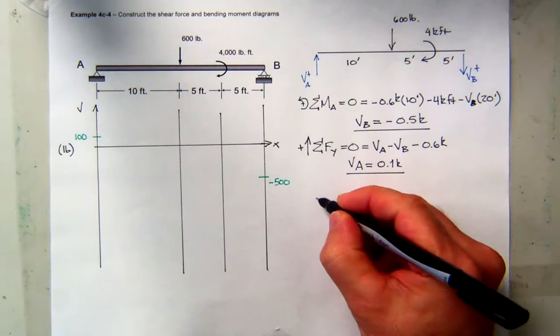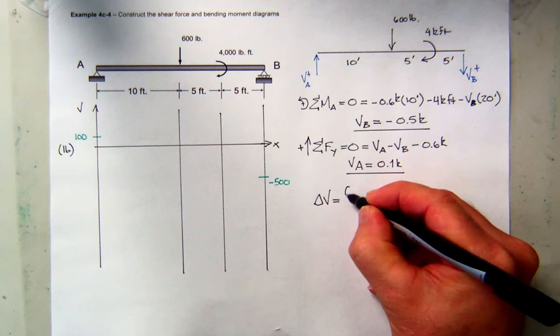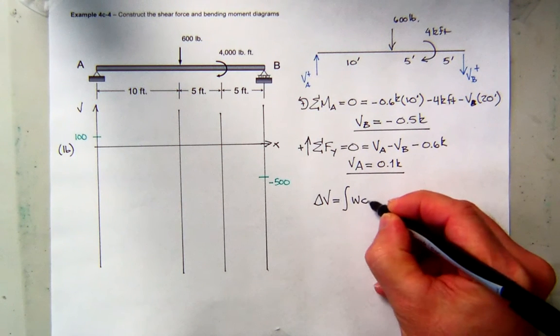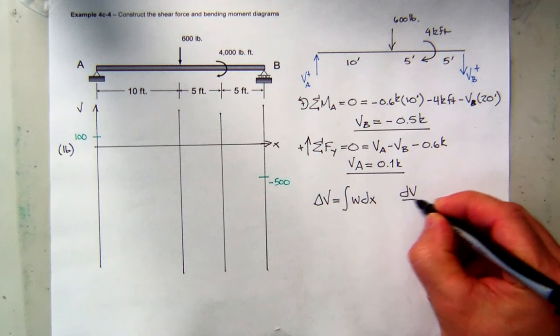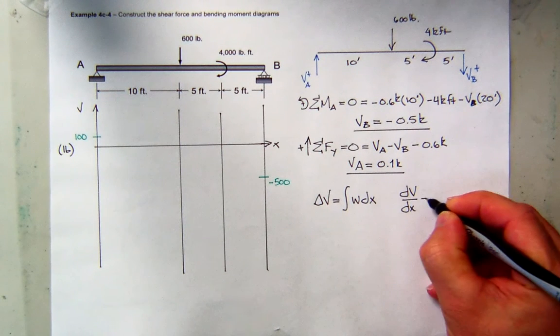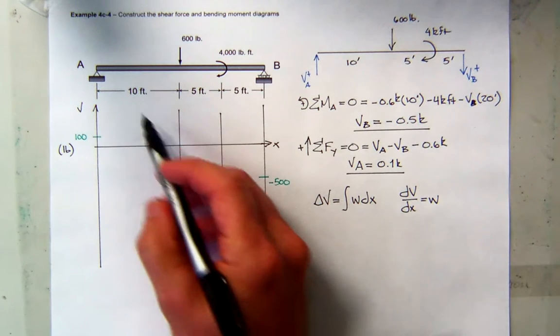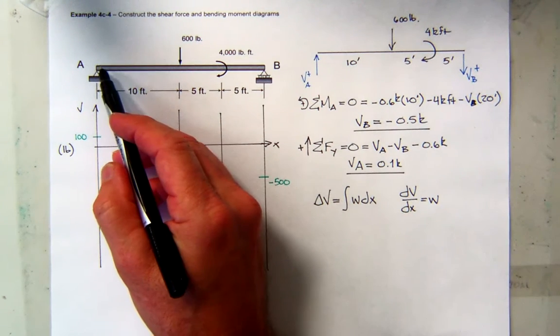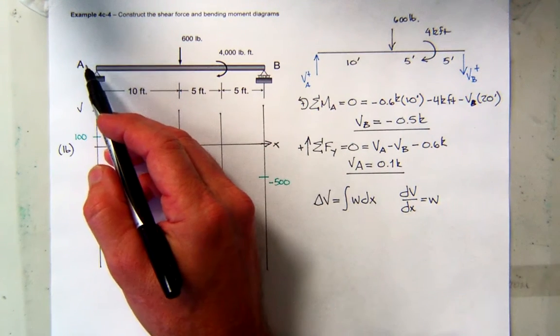Now remember, we've got our handy friends. The change in shear is the area under the load curve. And then the slope of the shear diagram is given by the value of the load. So let's start with this first segment under 10 feet. What's the area under the load curve? 0. There is no load.